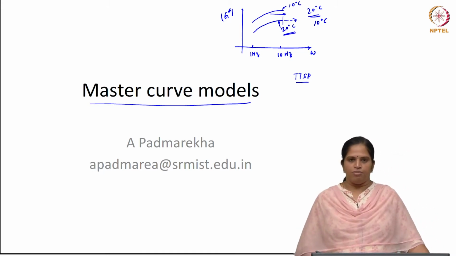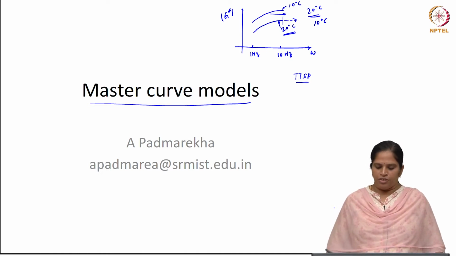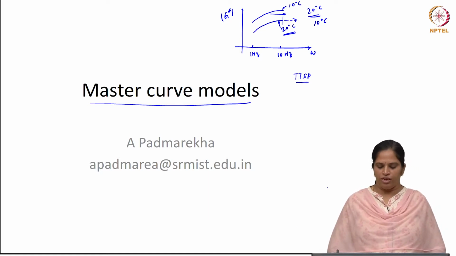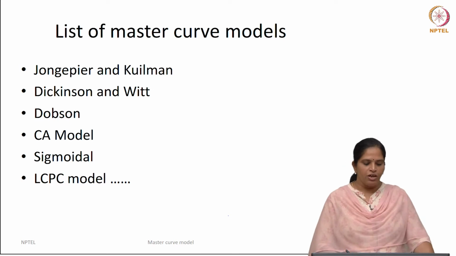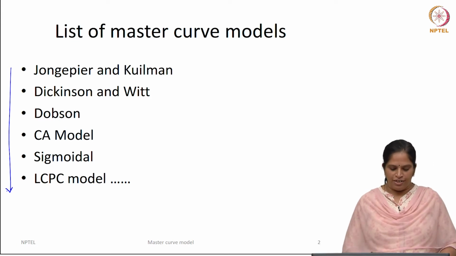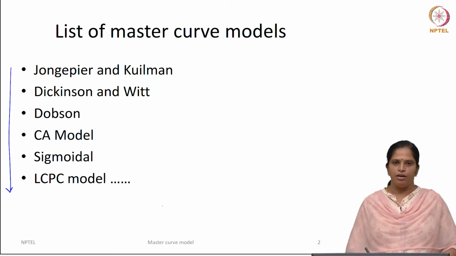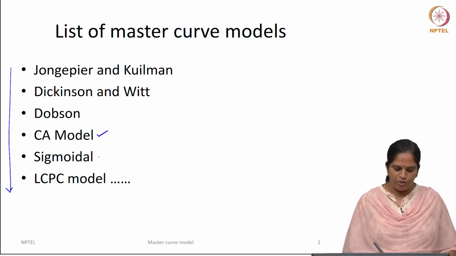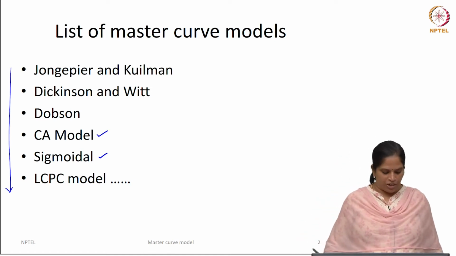This master curve, once constructed, can be used for different purposes. We generally use it in model forms. Now let us see what are the model forms available for master curve predictions. Here is the list of master curve models available, which are named based on the scientists and the research papers, but the list is not restricted only to these. There are many master curve models available. We will discuss in detail the CA model and the sigmoidal model, which are commonly used for binder and bituminous mixture master curve predictions.